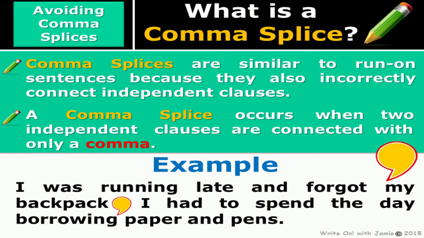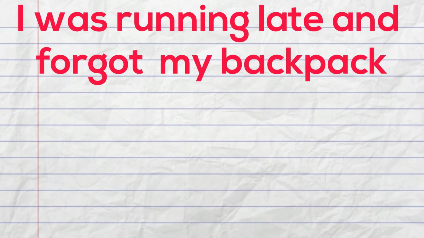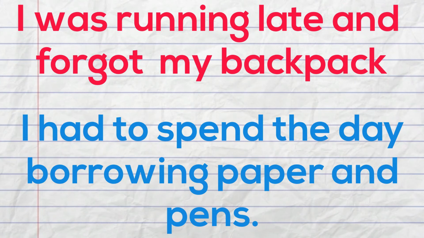Let's take a look at this example of a comma splice and identify the two independent clauses. I was running late and forgot my backpack, I had to spend the day borrowing paper and pens. The independent clause, I was running late and forgot my backpack, can stand alone as a sentence. So can the second independent clause, I had to spend the day borrowing paper and pens. Because these two independent clauses are joined with a comma, we have a comma splice.